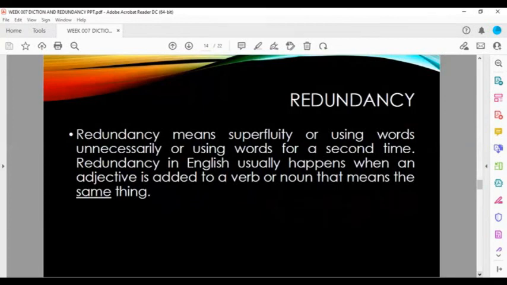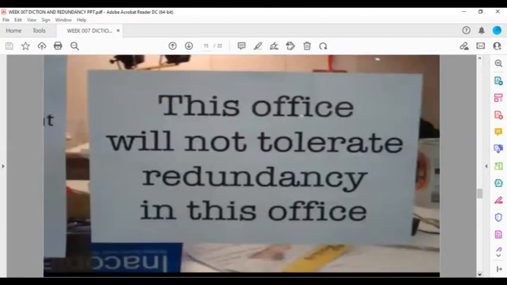And let us now proceed with redundancy. Redundancy means repeating it all over again. So redundancy means superfluity, or using words unnecessarily, or using words for the second time around. Redundancy in English usually happens when an adjective is added to a verb or noun that means the same thing. So that means that the word in a particular sentence is repeatedly mentioned.